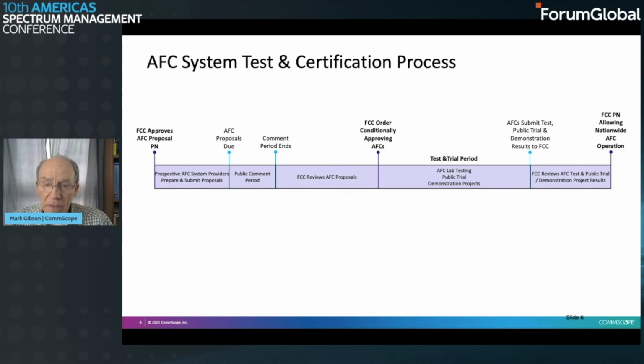In the past, that's been fairly lengthy. We're hopeful that the commission can do that in a period of time that's sufficiently short so that we can get an order conditionally approving AFCs sometime early next year, maybe in the first quarter or maybe early in the second quarter. There should be no regulatory issues there.